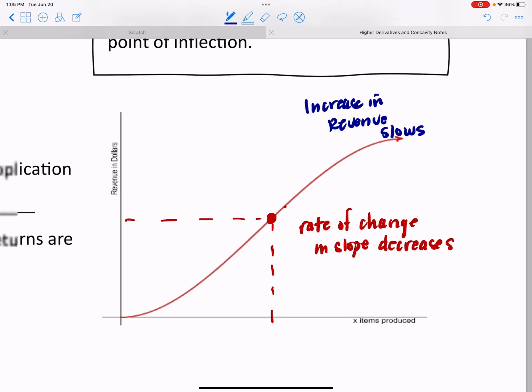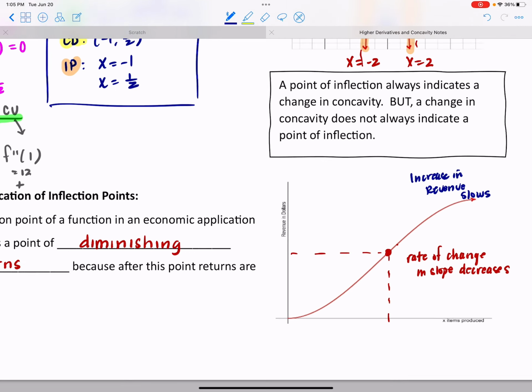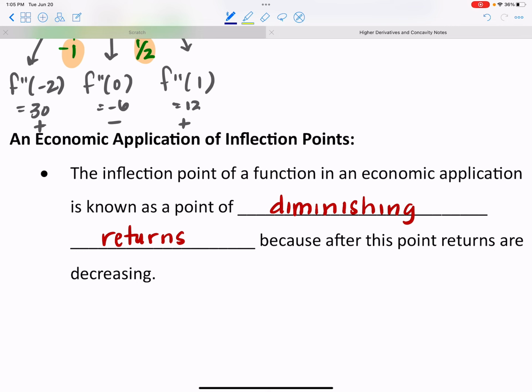I don't know, it's a lot of fancy terminology. I'm hoping that makes sense. So if you have an economic example, so maybe you're talking about revenues or profits or costs, you're asked to find the point of diminishing returns. That's just do the work we did up there to find the inflection point, okay?